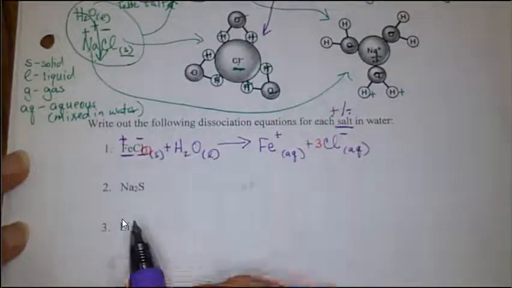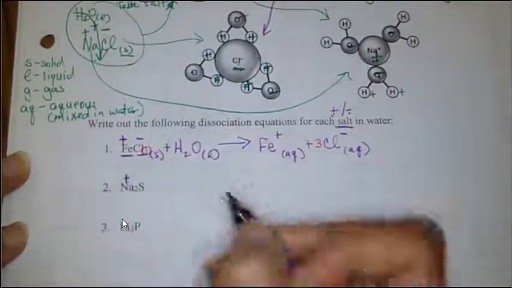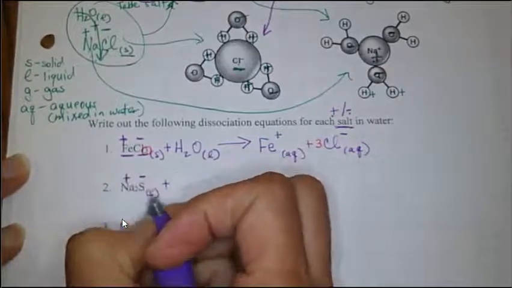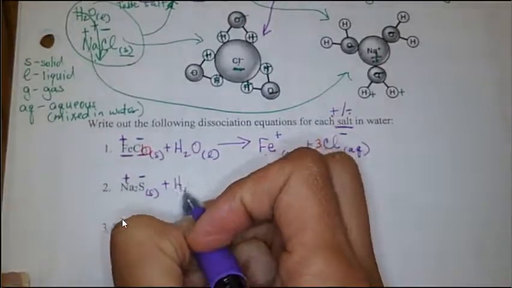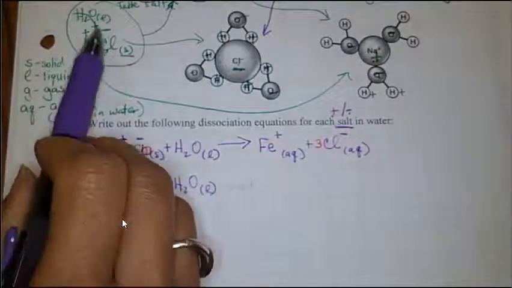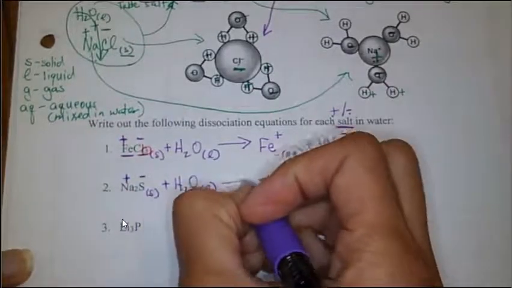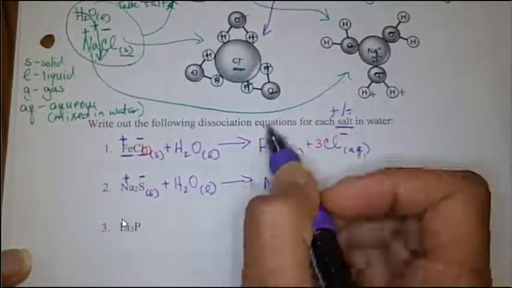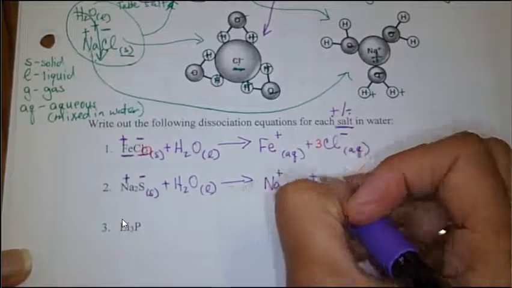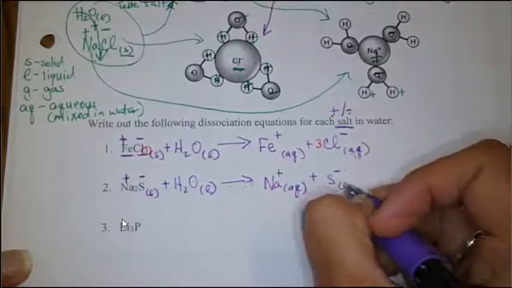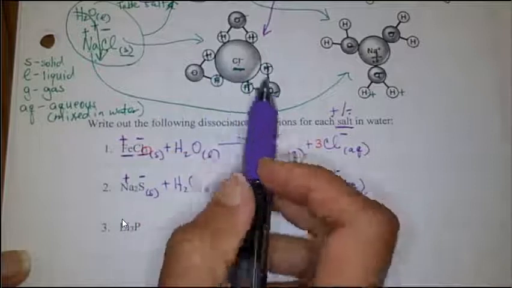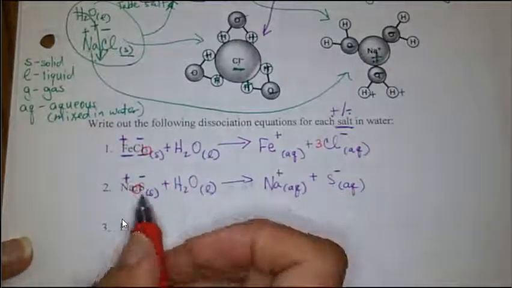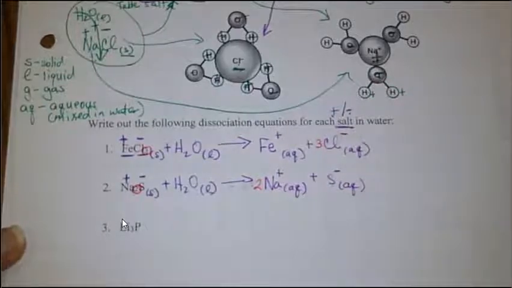Let's do one more. Sodium sulfide. Sodium, the Na, is positive. The sulfur is negative. Keep in mind that they're both solids at room temperature. Liquid water comes and breaks this up, and when it does, this becomes sodium that is positive, but it's surrounded by water, so we write aq. Then you have sulfur, which is negative, also surrounded by water. That's why we put aq. Now keep in mind that for sodium there is a 2, so we're going to put this 2 right in front of sodium.